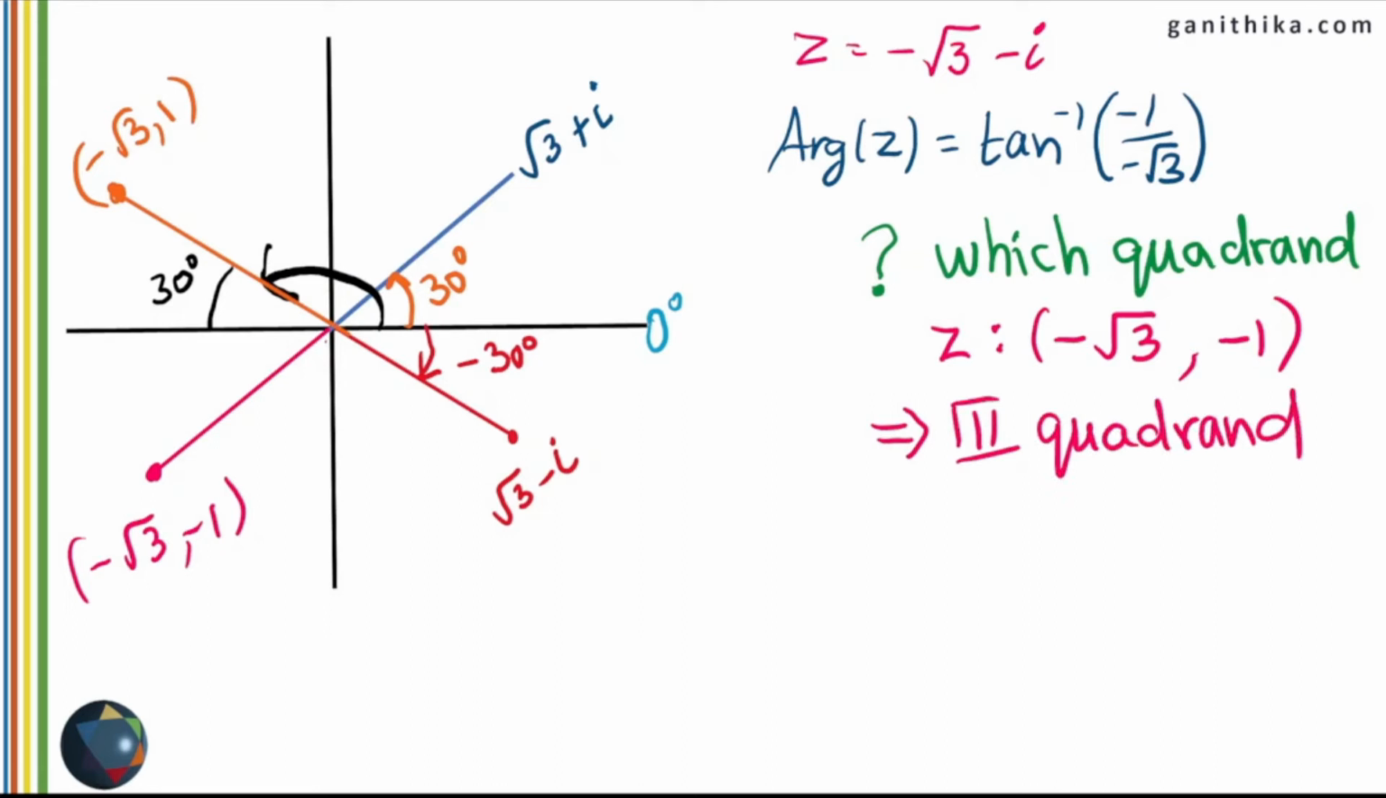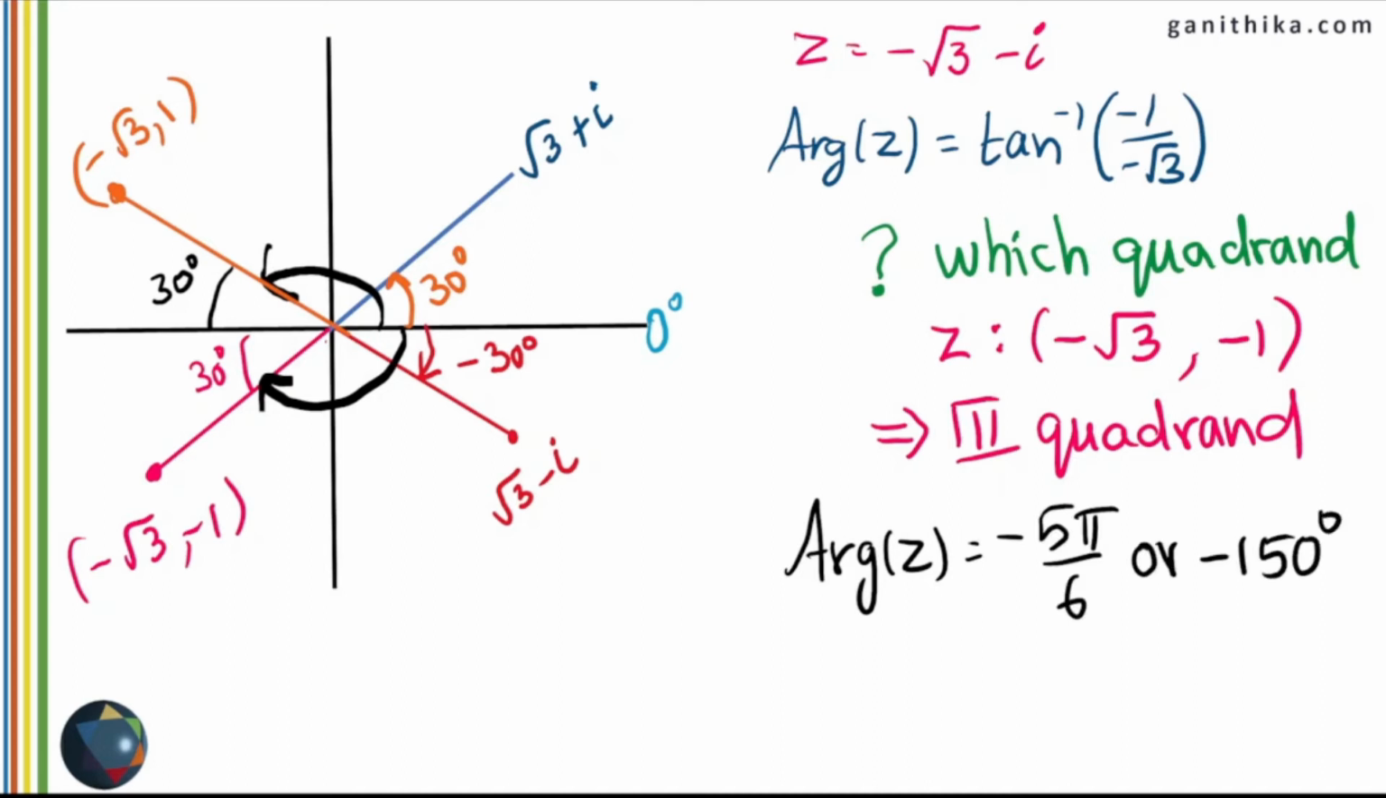And therefore, the argument is from the 0 degrees clockwise up to the complex number, right? Therefore, the black arrow which is shown clockwise from 0 degrees is the actual argument of this complex number. Therefore, argument of z is minus 5 pi over 6 or minus 150 degrees. Because it is measured clockwise from 0 degrees, it is a negative value.